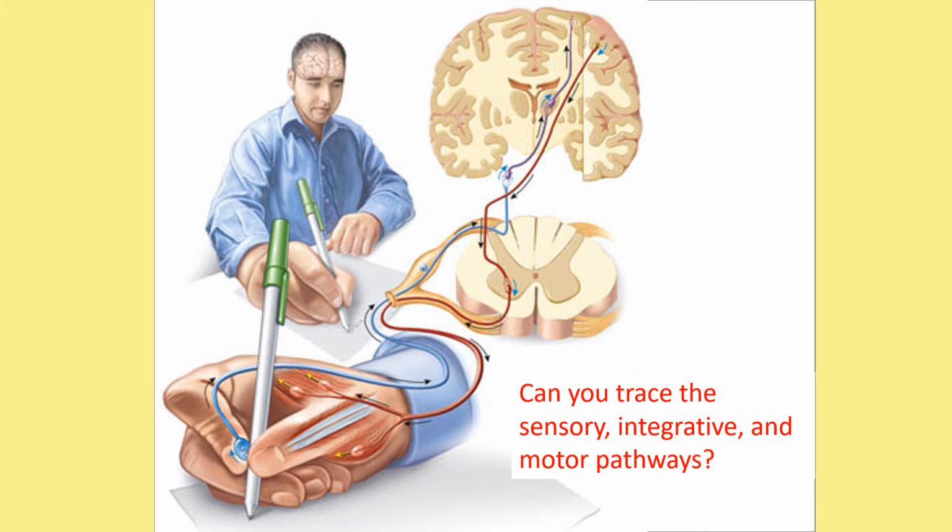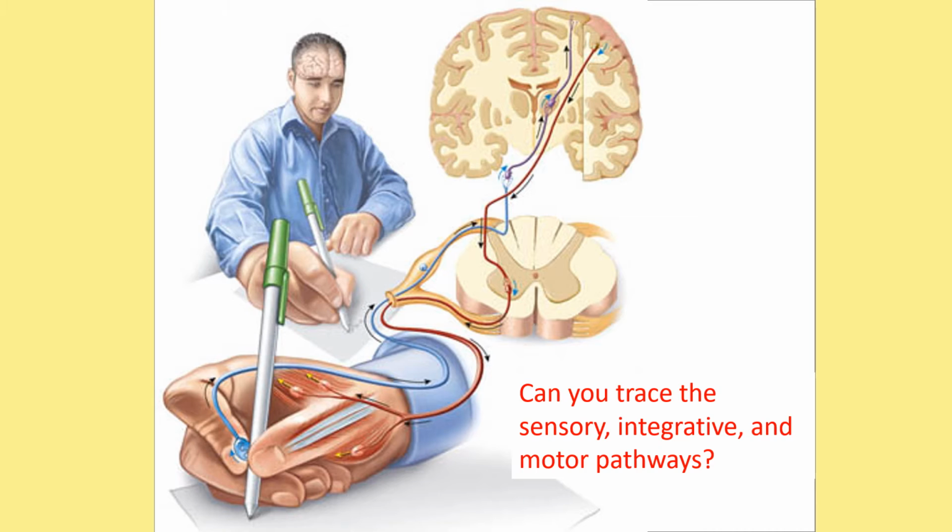And can we trace the sensory, integrative, and motor pathways? And so I asked the class, what color did the artist use to represent the sensory pathway? What color? Blue. We see the sensory receptor. I don't know, maybe that's a Meissner's corpuscle in his index finger, and there's a sensory neuron traveling up his arm toward the spinal cord. And once we get into the spinal cord, we move from the sensory to the integrative.